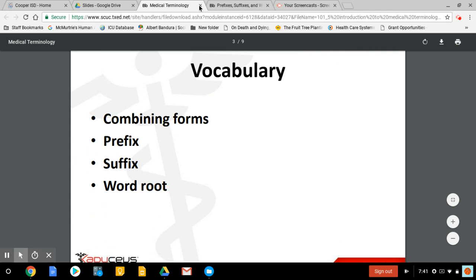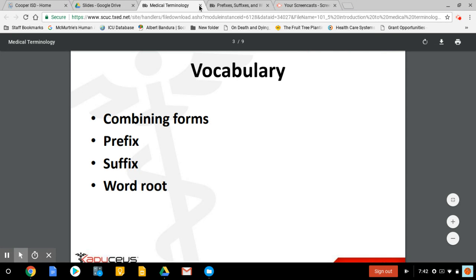Now, once again, I will tell you, this is a new language, and so the parts of it are very similar to English words, Spanish words, anything you're learning in a language. You'll have a prefix, a suffix, and word roots and combining forms. The combining form is generally a vowel that goes with a word root, either before or after, to help you make that word cohesive.